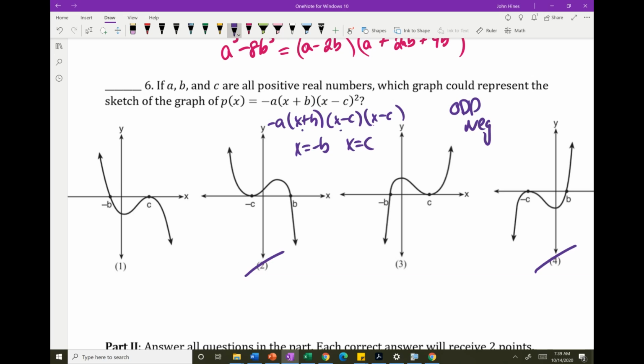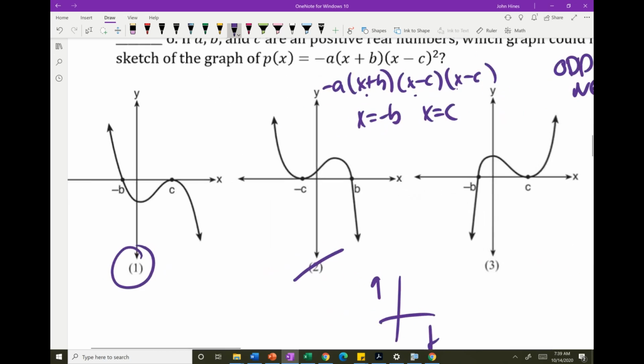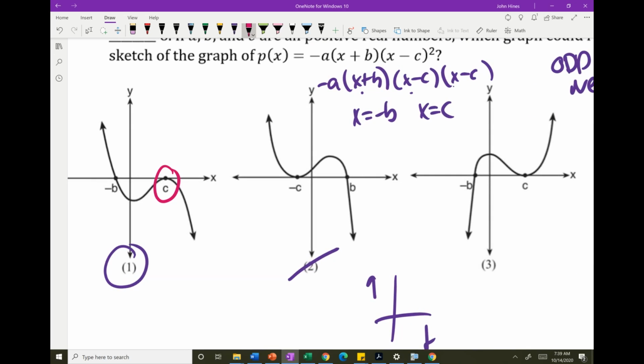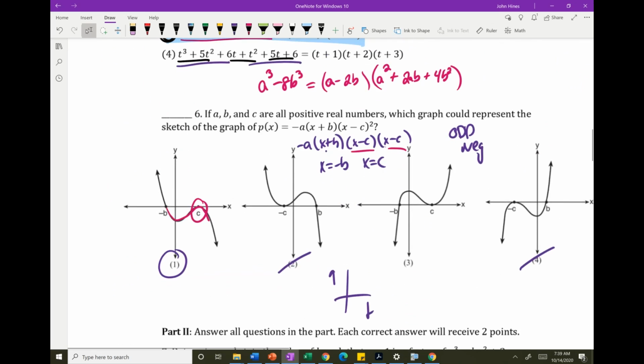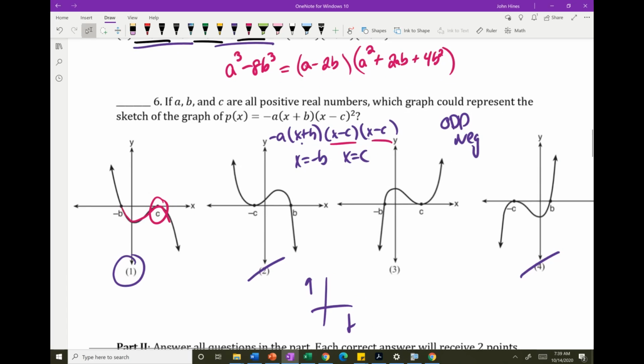I have negative a, so my end behavior looks like this. And notice, why do I turn around at C? When I hit C, I turn around because it's a repeated 0. That's a huge idea that I am going to ask you to explore on your test: if I have that repeated 0, I've got to turn around when I hit the x-axis. So this question looks really crazy, but all it was asking you about was zeros and end behavior again.